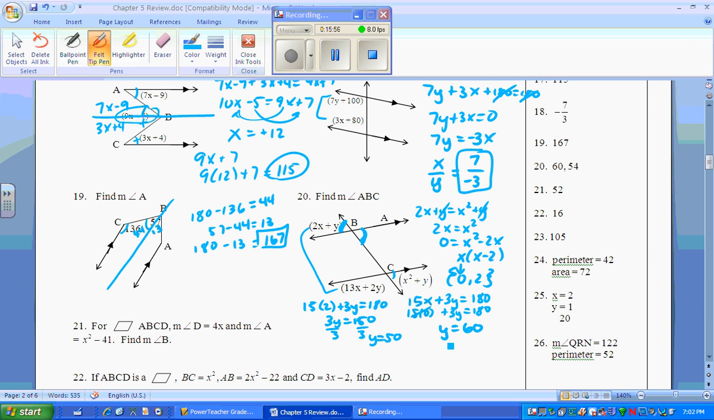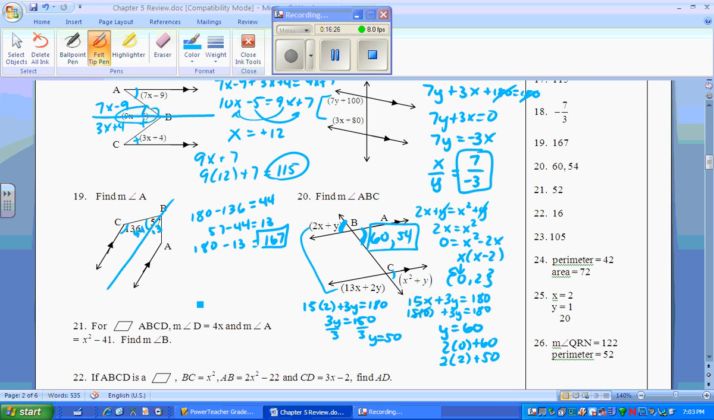So when we do 2 times 0 plus 60, this angle is 60. And when we do 2 times 2, because that's the x, plus 50, we get 54. There's our two answers. That is a really challenging question. I will not give you one that in depth with 3 different variables, but I wanted to see if I can challenge you or not.